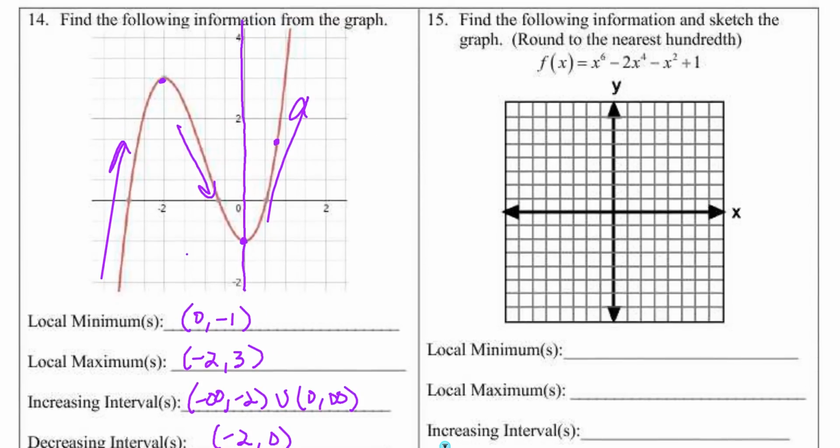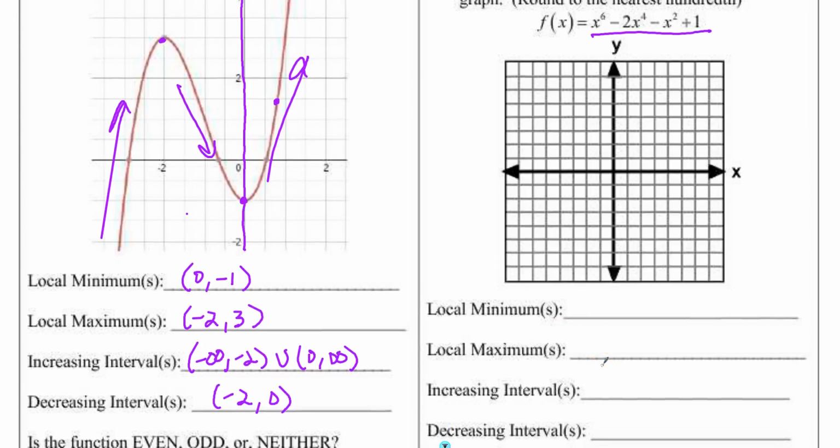Same thing for number 15. This one I have to actually graph. So if we go to the graphing calculator, plug in the function, and then it's actually easiest to start by finding your maxes and mins and just kind of sketch it from there. So the minimum is at -1.24, -1.63, and there's another minimum at positive 1.24 and -1.63, and there's a maximum at 0, 1.